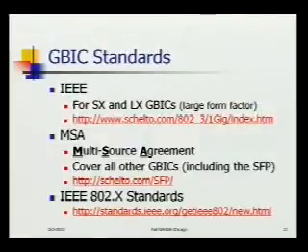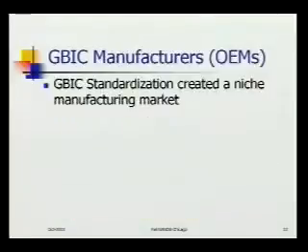So, GBICs are covered under a number of different standards. The original SX and LX GBICs are covered under IEEE standards, and I've given you a web link there if you want to look at it. There are a lot of different places on the web where you can find this information, but this link has compiled it all together and is a really good hopping point to the others. So SX and LX are IEEE, all other GBICs, including the SFP, are covered under MSA or multi-source agreement standards, and then the Ethernet part of it, again, is the 802.x standards, and I give you that there as well.